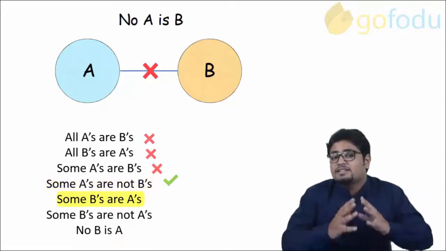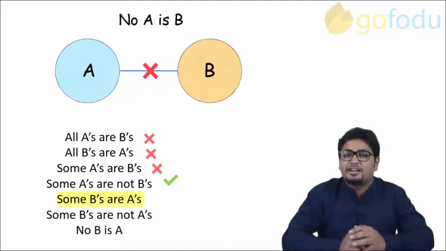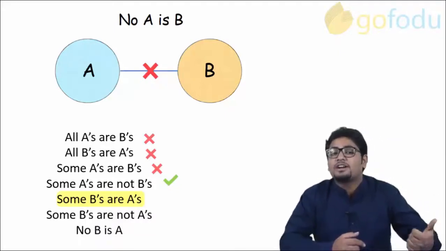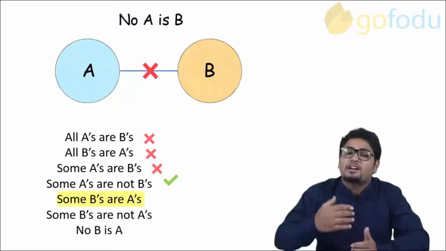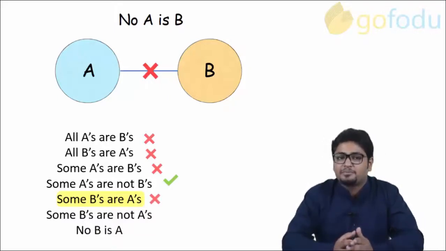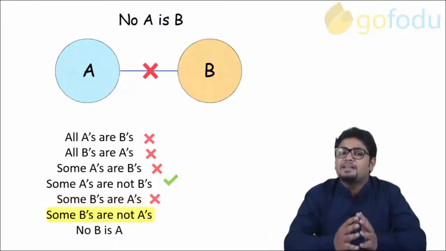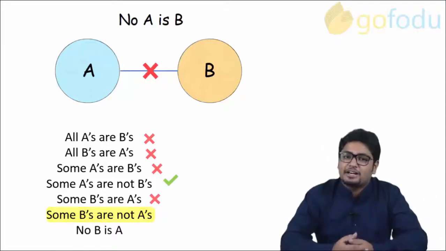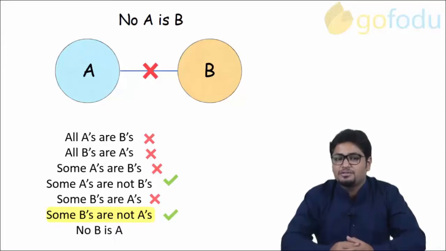Next we have "some B's are A's." This is same as the third statement which stated that some A's are B's, which we concluded as a false statement. Using the same logic, we can conclude this statement as a false statement as well. Now, second last statement. "Some B's are not A's." Similar logic as that applied in statement 4, and therefore this is also definitely true.